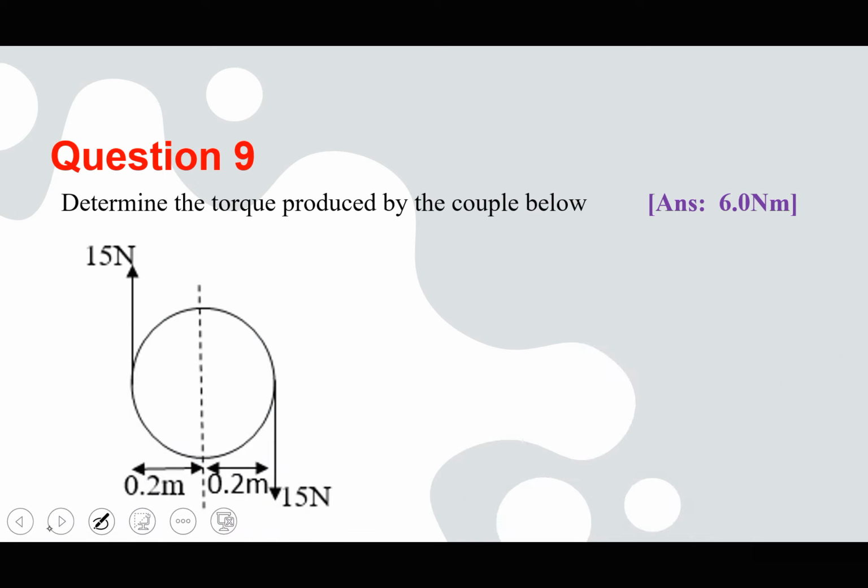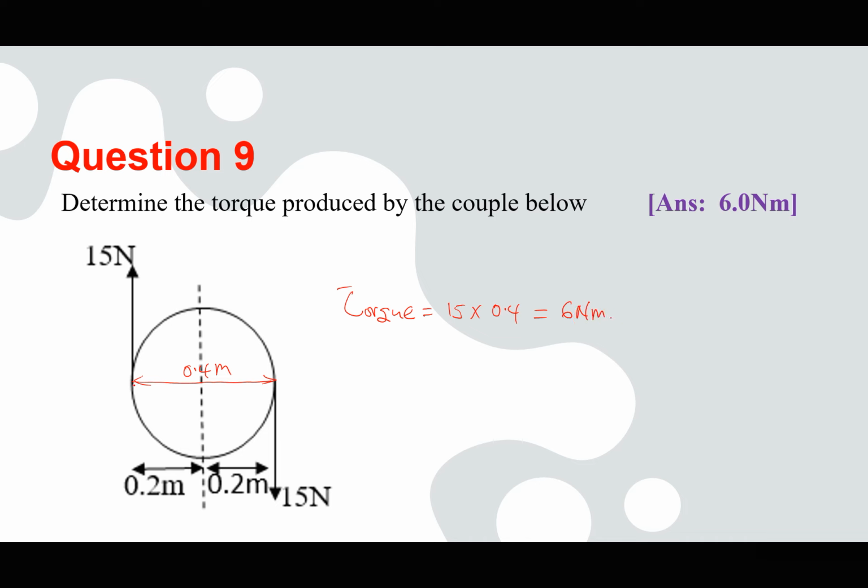Determine the torque produced by the couple below. So we have two equal forces acting in opposite directions. All we need is the perpendicular distance between the two forces, which is going to be 0.4 meters. So the torque of a couple is equal to the product of one of the forces times the perpendicular distance between the two forces, which is 0.4. And I think this gives us 6 Newton meters.